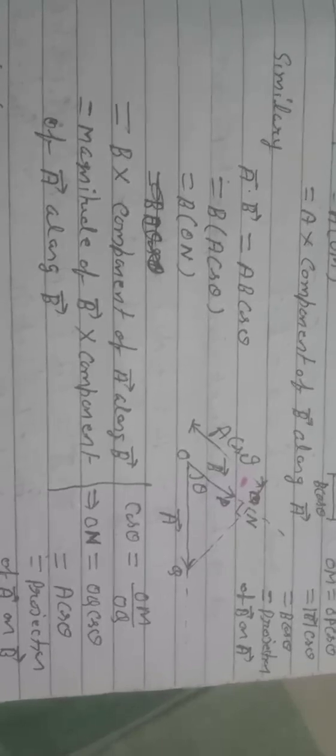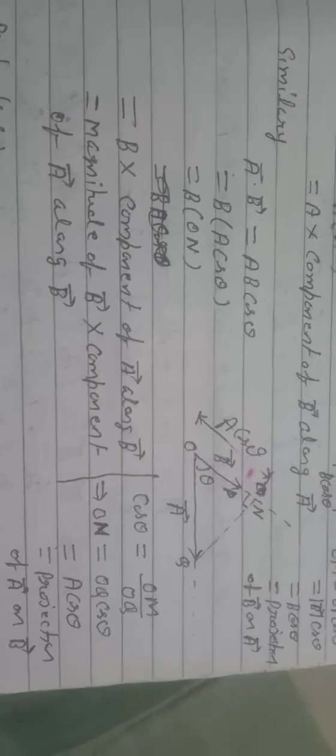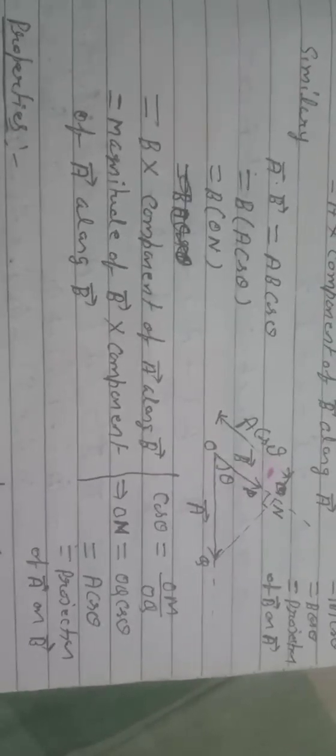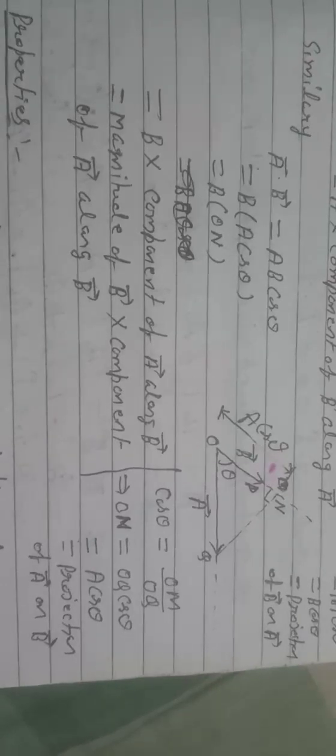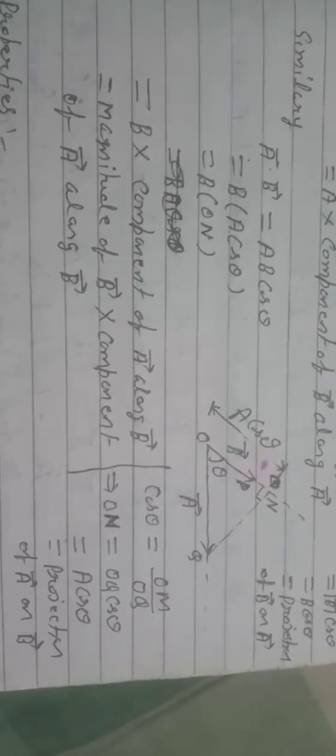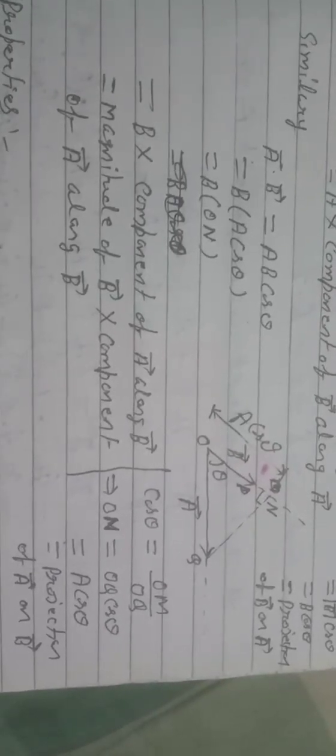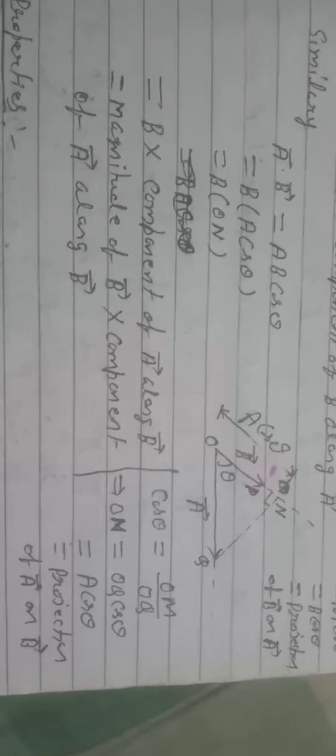Similarly, A dot B equals AB cos theta equals B into (A cos theta) equals B into OM equals B into component of A vector along B vector, or equals magnitude of B vector into component of A vector along B vector, because from the figure it is clear that cos theta equals OM by OQ. This implies OM equals OQ cos theta equals A cos theta, or equals projection of A vector on B vector.